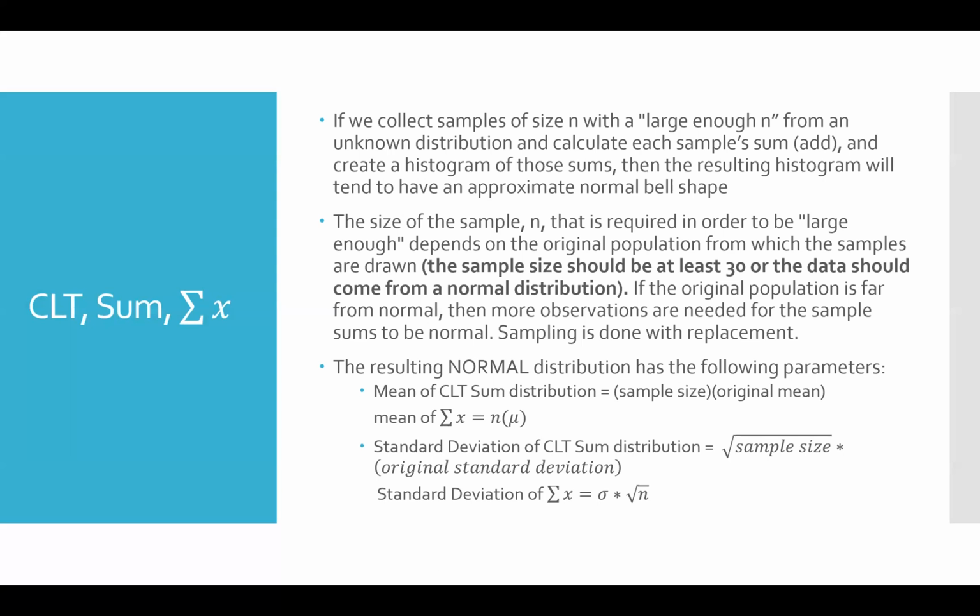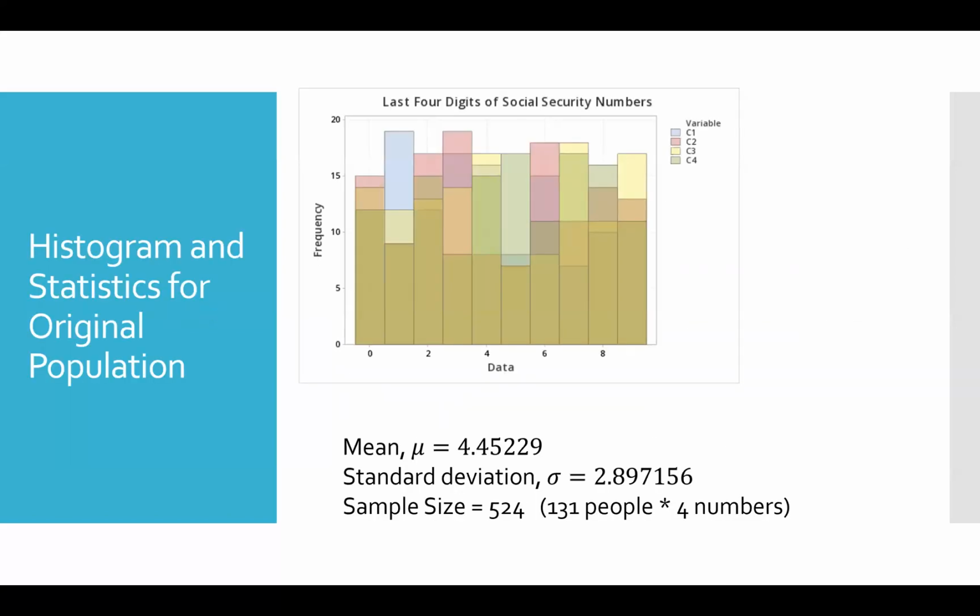And again, I want to show this to you using the same example of the Social Security numbers. We have 131 people with 4 digits each, so we have 524 values individually, and when we looked at that histogram it appeared to be a uniform distribution with a mean of 4.45229 and a standard deviation of 2.897156.